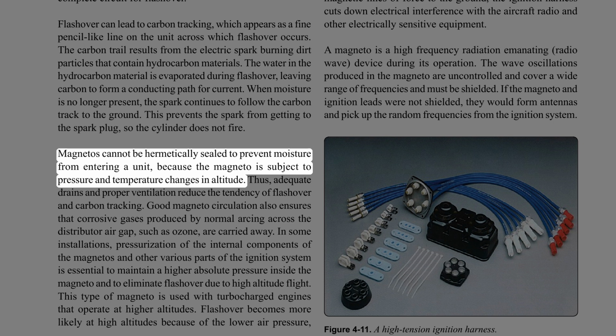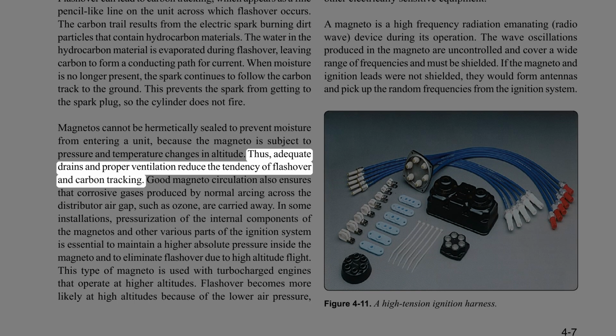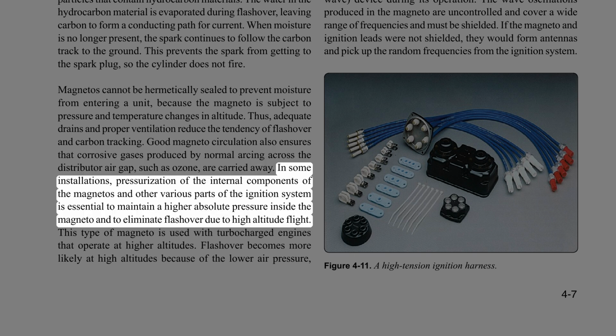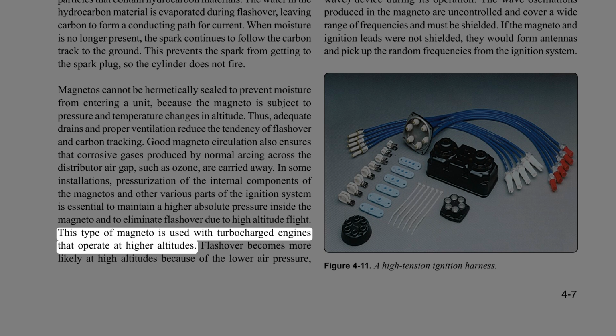Magnetos cannot be hermetically sealed to prevent moisture from entering a unit, because the magneto is subject to pressure and temperature changes in altitude. Thus, adequate drains and proper ventilation reduce the tendency of flashover and carbon tracking. Good magneto circulation also ensures that corrosive gases produced by normal arcing across the distributor air gap, such as ozone, are carried away. In some installations, pressurization of the internal components of the magnetos and other various parts of the ignition system is essential to maintain a higher absolute pressure inside the magneto and to eliminate flashover due to high-altitude flight. This type of magneto is used with turbocharged engines that operate at higher altitudes.